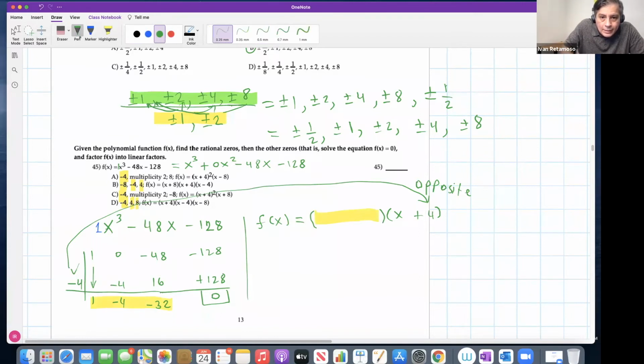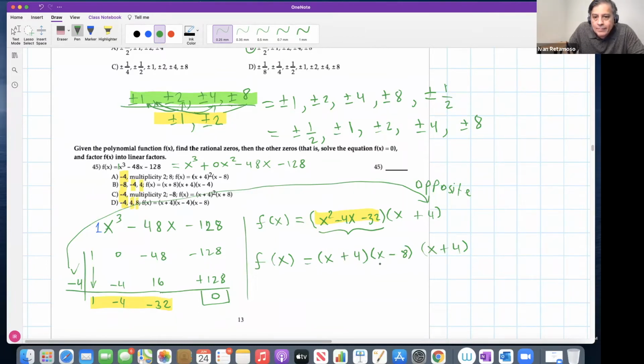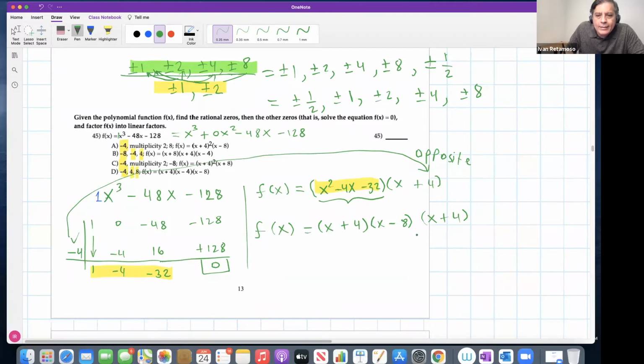The quotient is negative 32 as the constant term, minus 4x as the x term, and 1 x squared, which is written as the x squared term. So it's this. Now, we learned in previous courses how to factor this. So let's do that: x here, x here. Two numbers whose multiplication is negative 32 and whose sum is negative 4. After some trial and error, you will find that those numbers are 8 and 4. I want the sum to be negative, so this should be negative, this should be positive. And I get an interesting full factorization here.